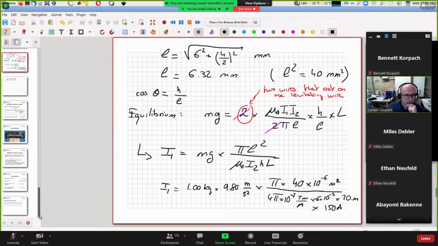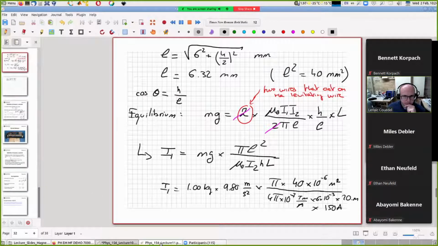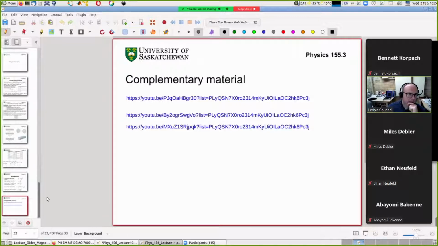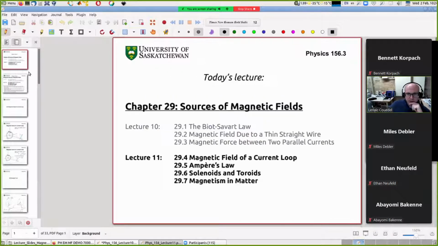All right, let's move to the second part of chapter 29. So till now we've seen the Biot and Savart law, which relates creation of magnetic field to current. We have seen the magnetic field created by a straight wire, the magnetic force between two parallel currents. So now we are going to see the magnetic field created by a current loop. Then Ampere's law, a very important law that allows you to simplify your calculation tremendously. Then we'll discuss solenoids and toroids, and if we have time, we'll discuss magnetism in matter.